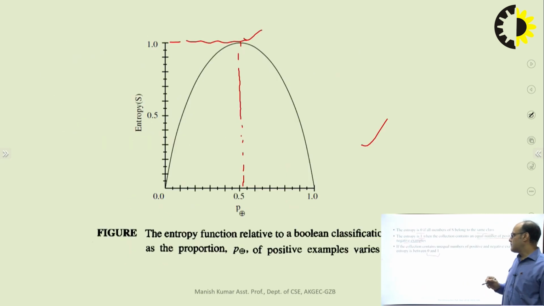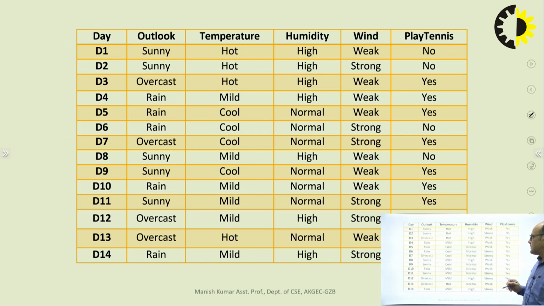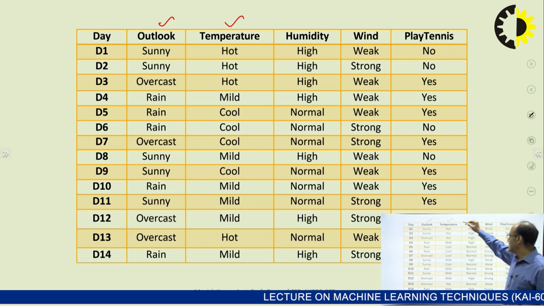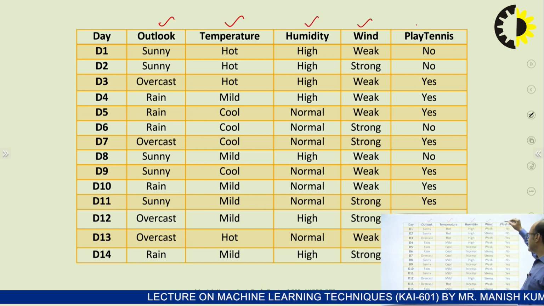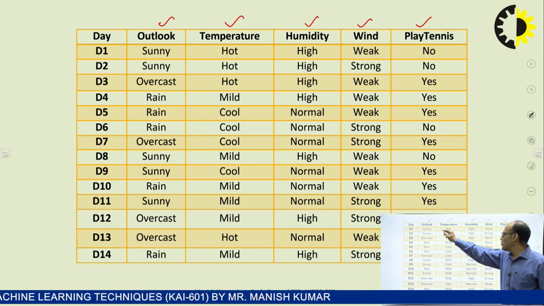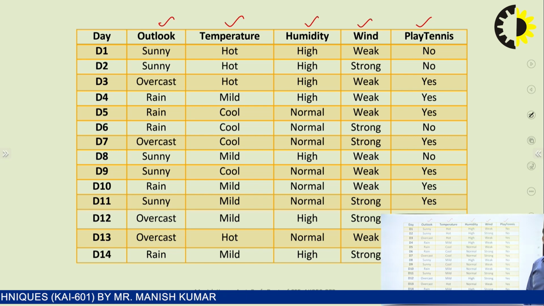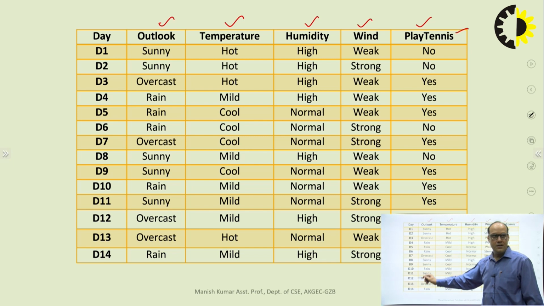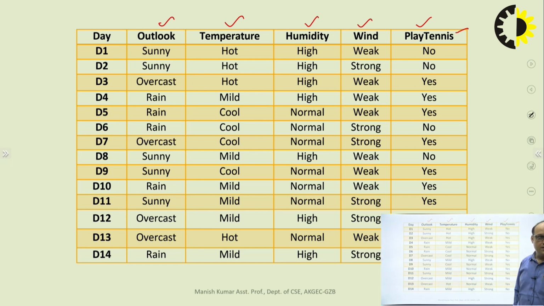Let me show you an example. This is the given data set, and this is my example. Here are the attributes that I had in the starting slide, where I showed the decision tree representation. How many attributes are there? Outlook, temperature, humidity, and wind. And there are two classes for play tennis, no and yes. Classification has been done. These are my examples D1 to D14. On the basis of these 14 examples, we need to make the decision tree.